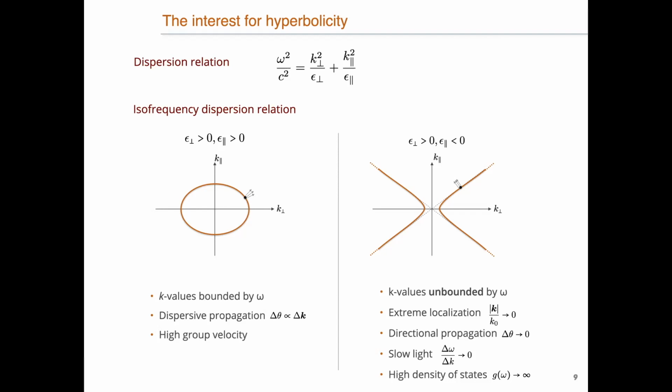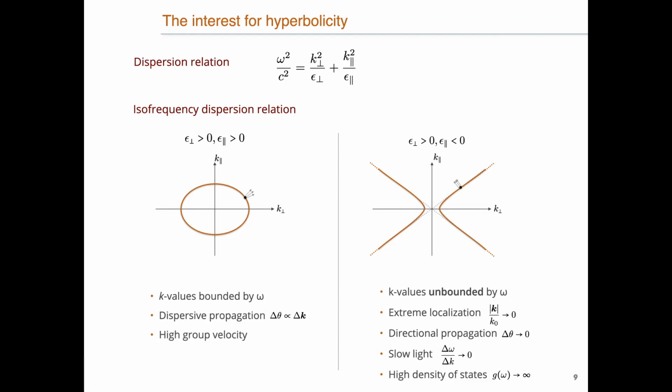So I have dispersive propagation, because for a given value, if I have a slight uncertainty on k, they will all propagate here with different directions. And the group velocity will be relatively high, so nothing interesting there. Now, when we have one of the two permittivities of a different sign, things get interesting. The dispersion now will be open. This is what we call a hyperbolic dispersion curve. As you can see, k values are not bounded by frequency, because for a given frequency that could be very low, I can always go on this line further and further with higher k vectors.